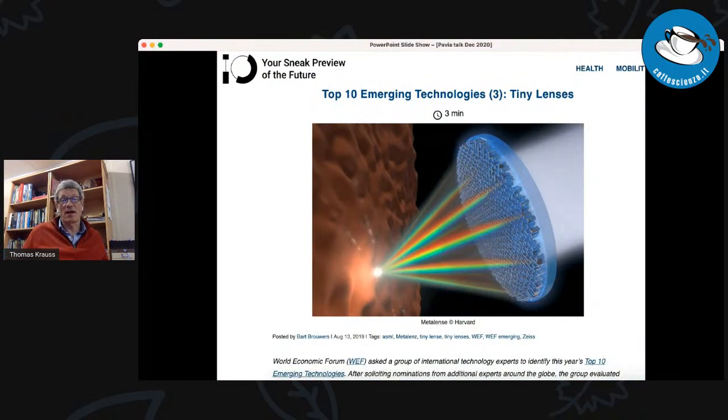And this has led to this idea of these tiny lenses. People think about medical devices, for example, including this in an endoscope. And the wise people in Davos at the World Economic Forum voted for these tiny lenses as one of the top 10 emerging technologies in 2019. So that gave it a huge boost, and that gave a lot of commercial interest.